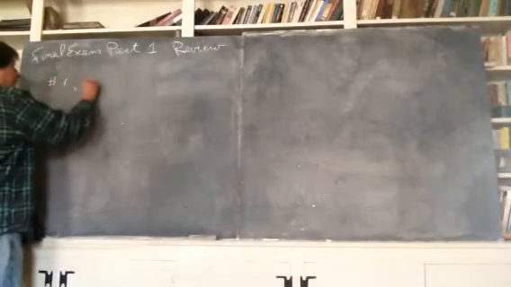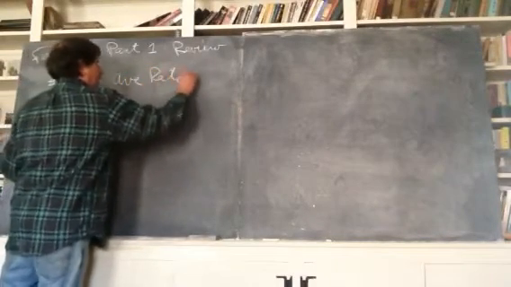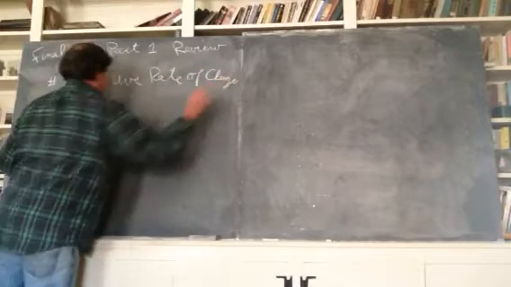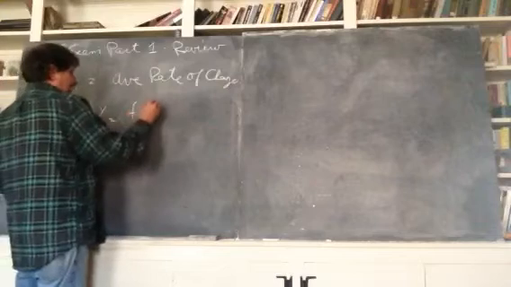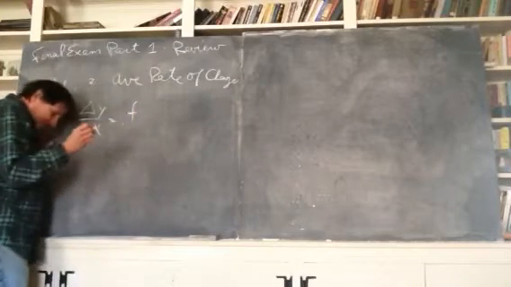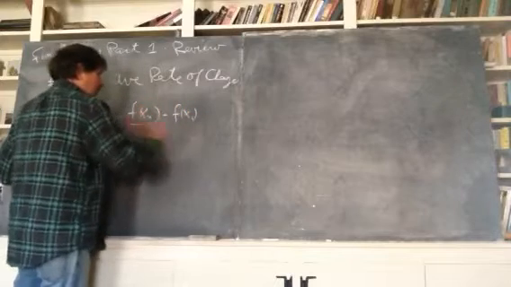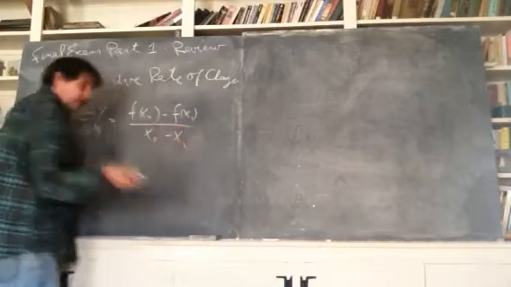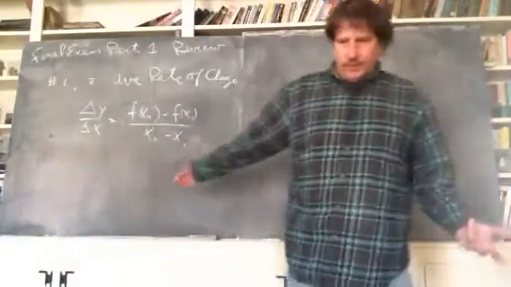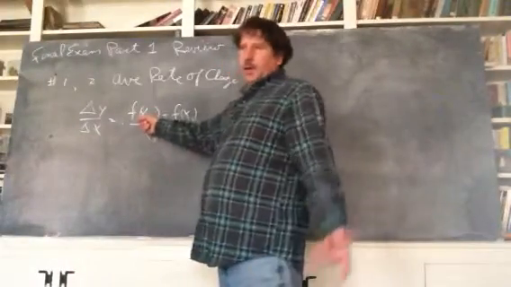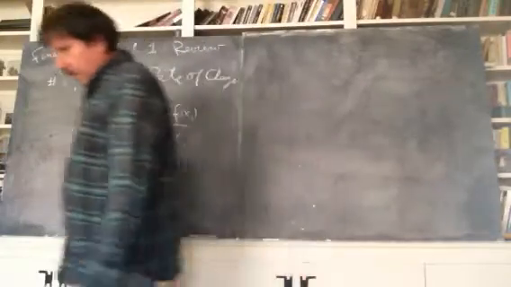Numbers 1 and 2 are average rate of change. All it is, is changing y over changing x, or f at x2 minus f at x1 over x2 minus x1. And that's it. That's numbers 1 and 2. I'll give you an interval. You put the greater value of the interval, you put the lesser value of the interval, and the function's value. So that's number 1.